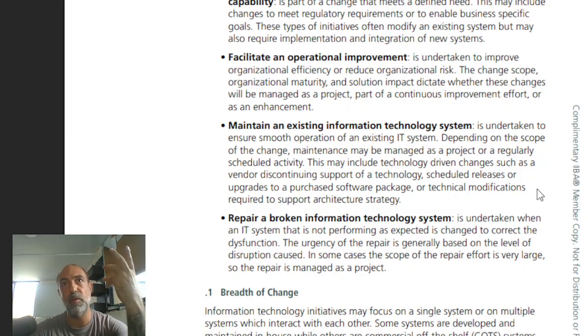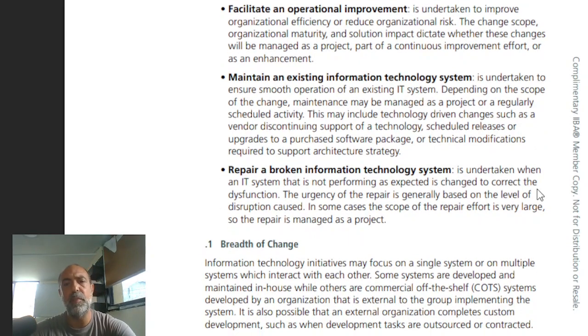So something that's already working, we don't have to change the system, we just have to change the architecture of the system, which means, and not necessarily the architecture of the system, it's just, I don't know, man. If you change hardware, maybe the software requires a bit of updating. The reason for that is maybe you need to write better code so that the hardware doesn't heat up, right? All these things are maintenance. Repair a broken information technology system is undertaken when an IT system is not performing as expected.